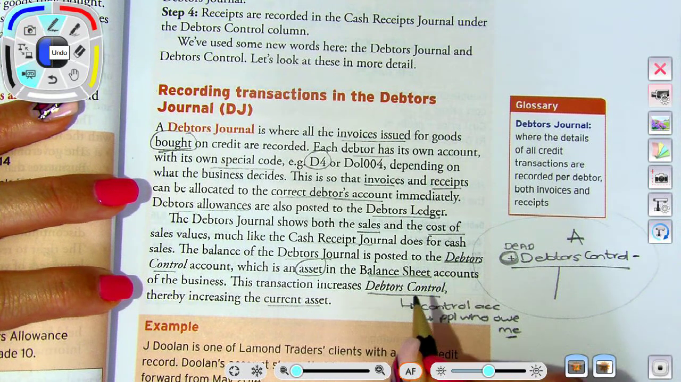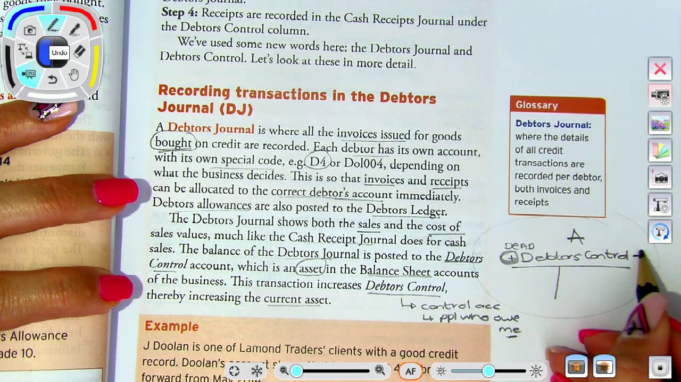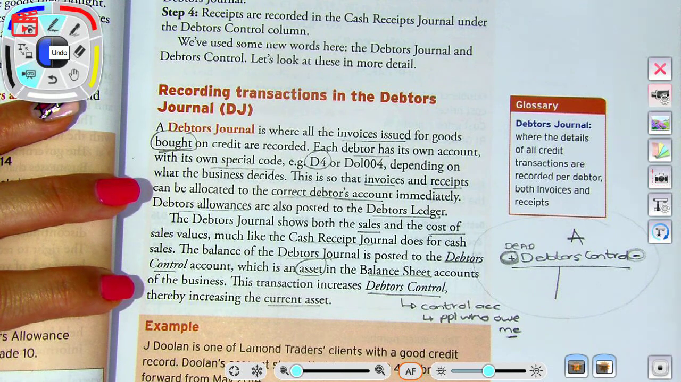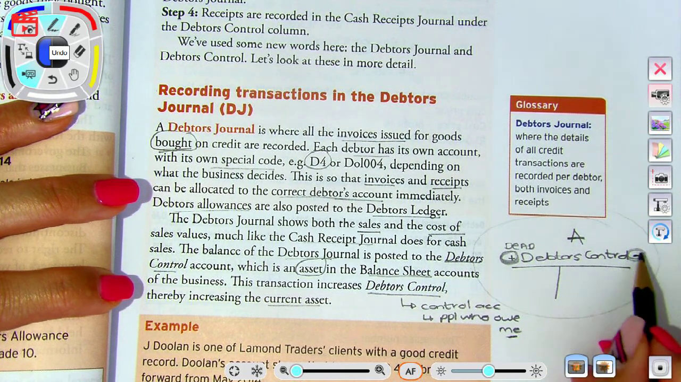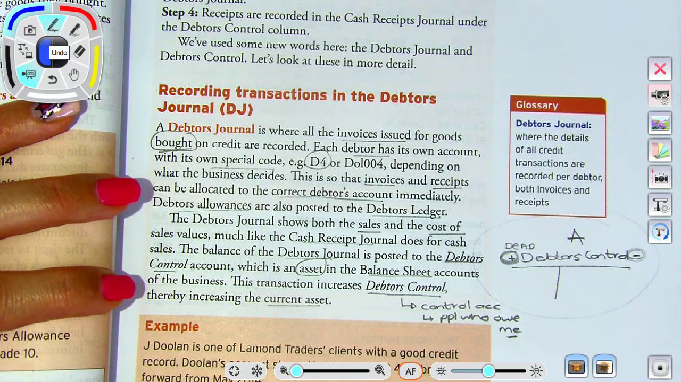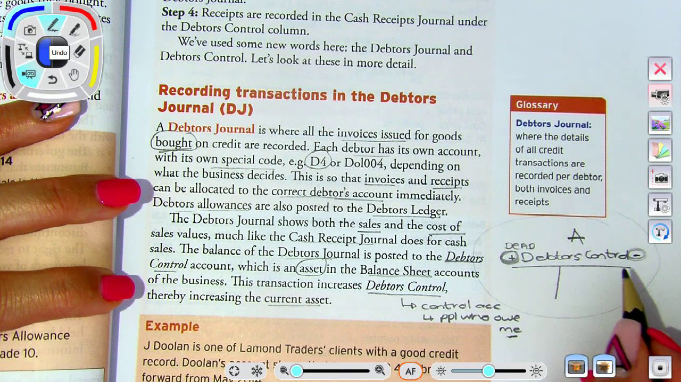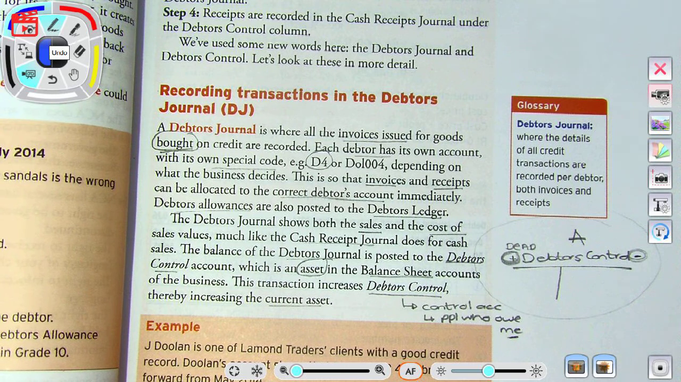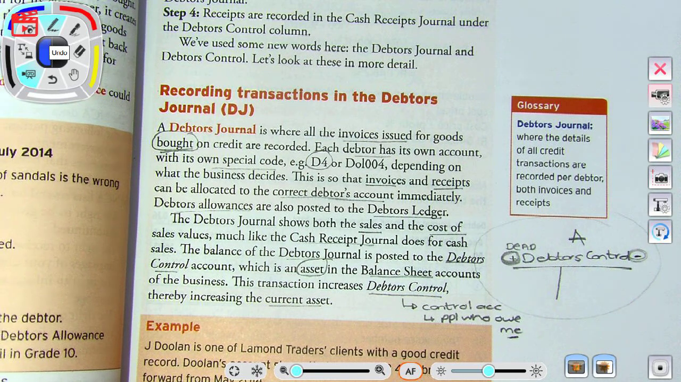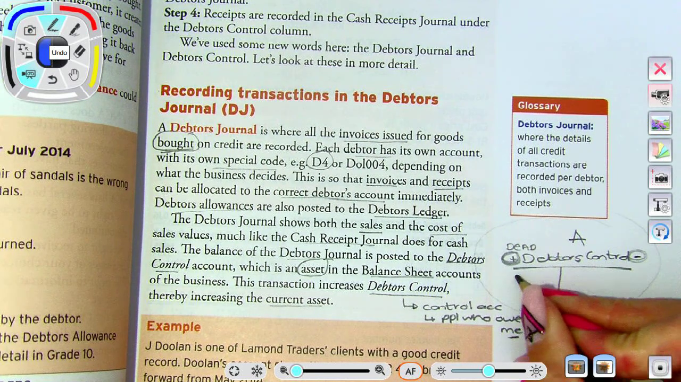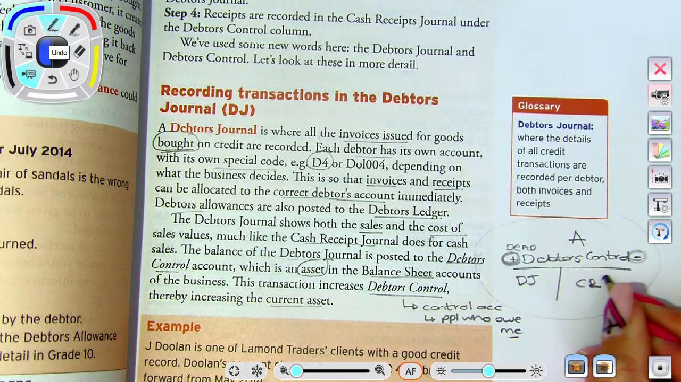Why would debtors control decrease? Well, debtors control is a control account for people who owe me money. So why would my debtors control account be decreasing? Because I received money from a debtor. So someone who owed me money now no longer owes me, which means that I received money. In which journal do I record money received? My CRJ.